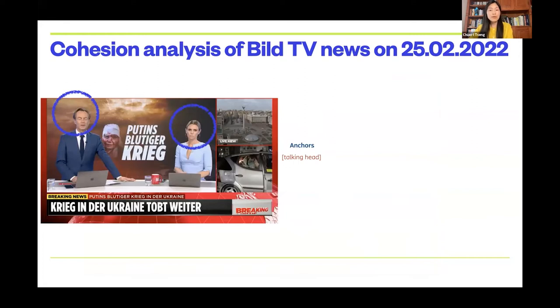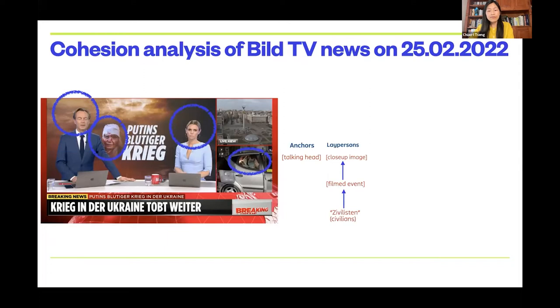They are realized in the mode of a talking head. So this is their show, and they talk almost throughout the show. Then we can see the second most dominant character is laypersons, such as this close-up image of this victim in the middle. And in the split screen on the right side, we constantly see these civilians going into cars and trying to flee Kiev. We can see these laypersons in the split screen.